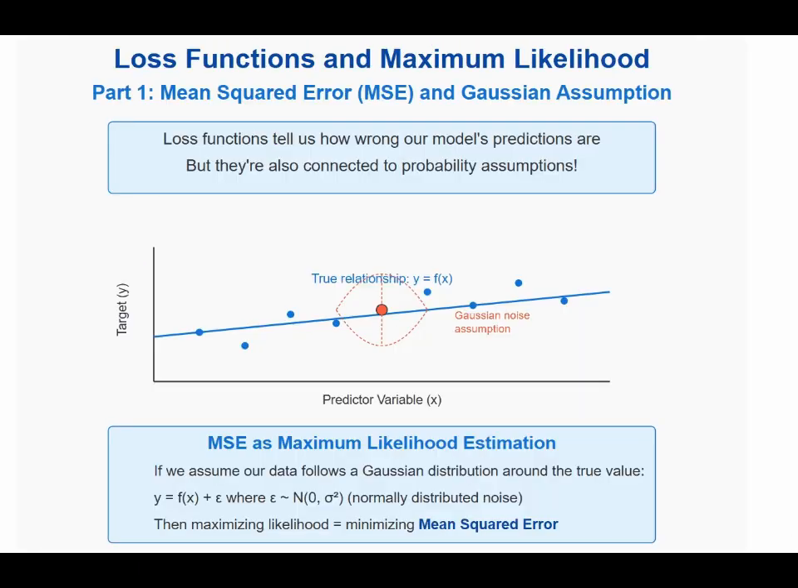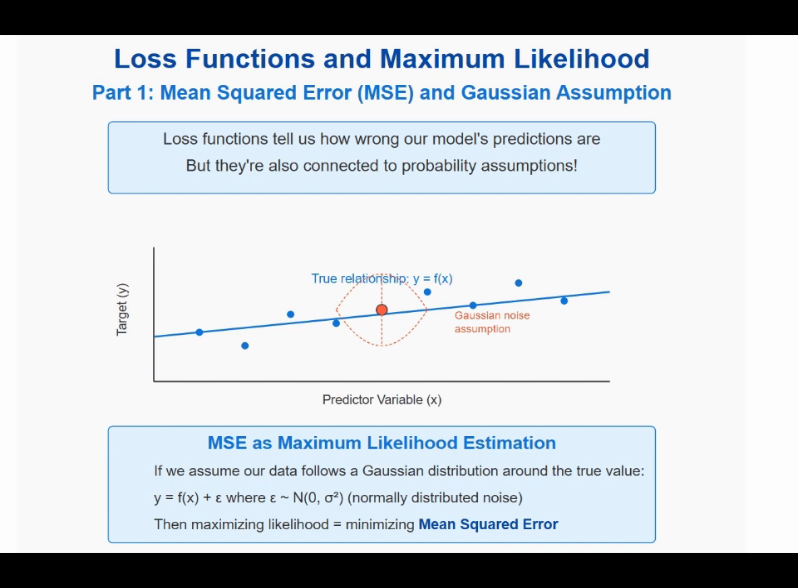Loss functions in machine learning have a fascinating connection to probability theory that isn't immediately obvious. When we use common loss functions like mean squared error, MSE, we are actually performing maximum likelihood estimation under specific probability assumptions. Mean squared error is one of the most widely used loss functions in machine learning. It calculates the average of the squared differences between predicted and actual values. Mathematically, we are finding the average of prediction minus actual, squared. This penalizes large errors more heavily than small ones due to the squaring operation.